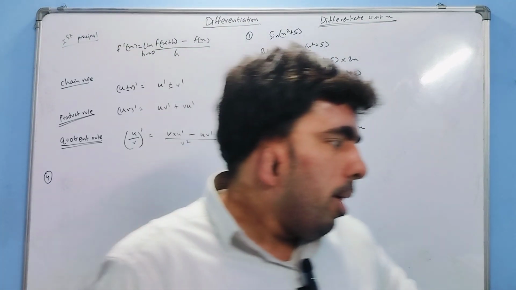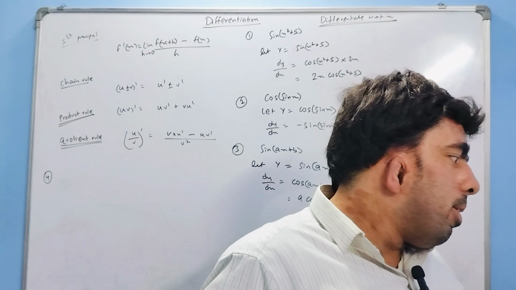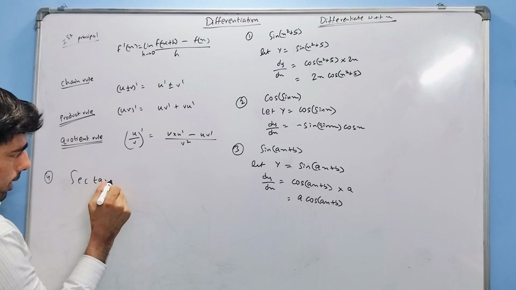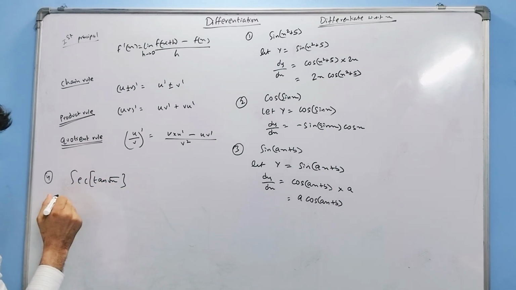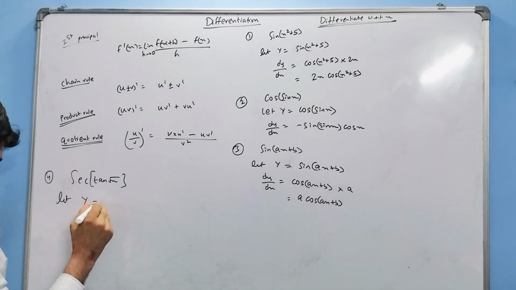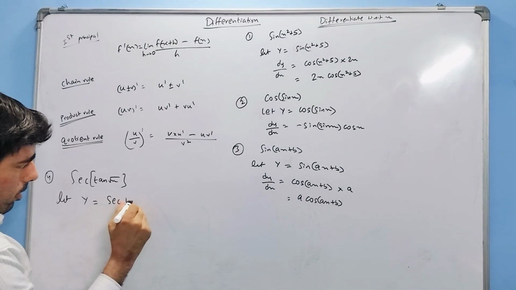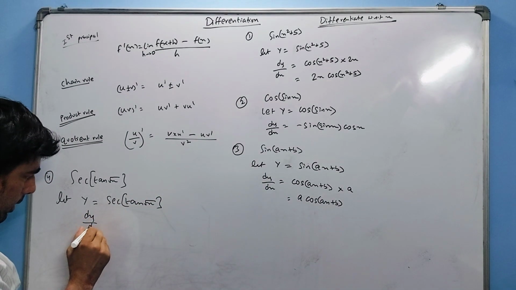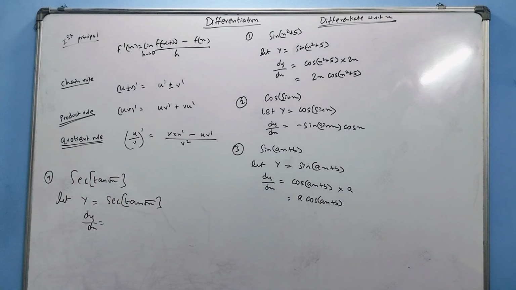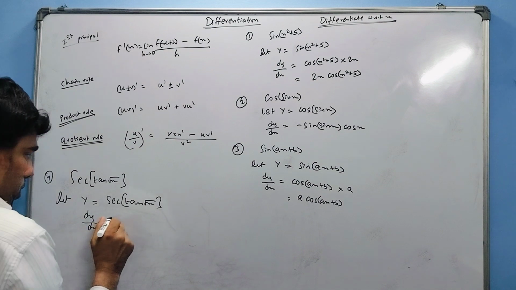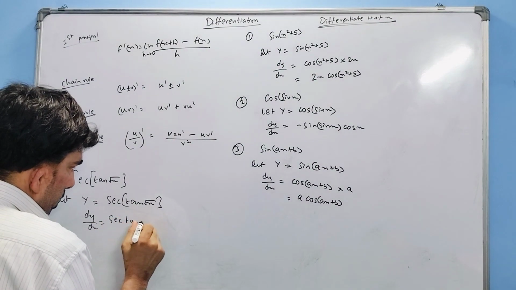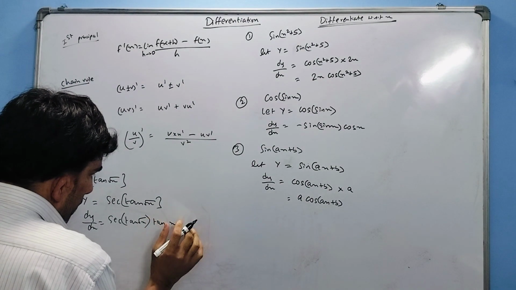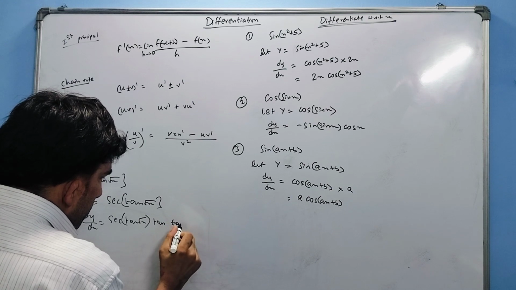Now let's move to the fourth question. We have done 3. Let's try the fourth. They are saying sec of tan of root x. Let's assume this as y, that is, y is equal to sec of tan of root x. Then dy upon dx is equal to the differentiation of sec, which will be sec tan, so we'll have sec of tan root x and tan of tan root x.